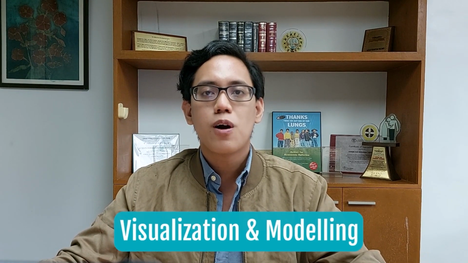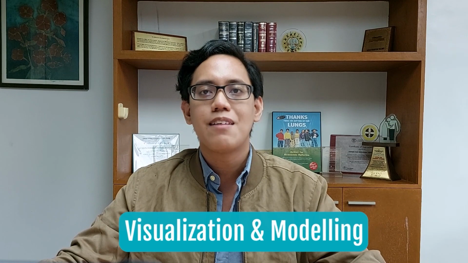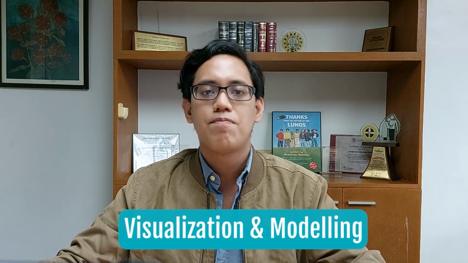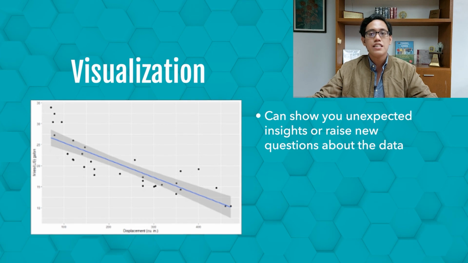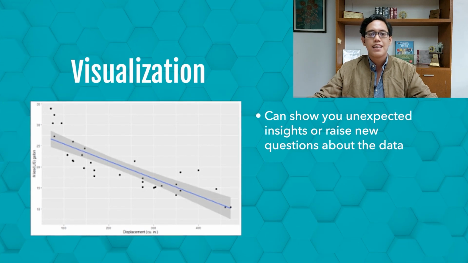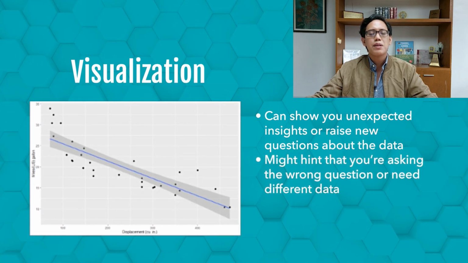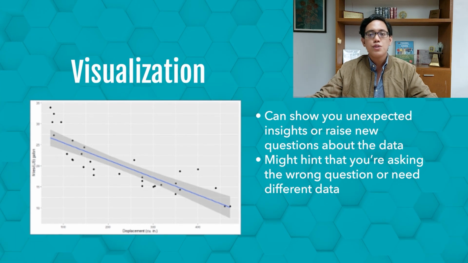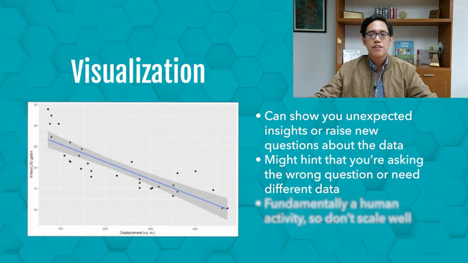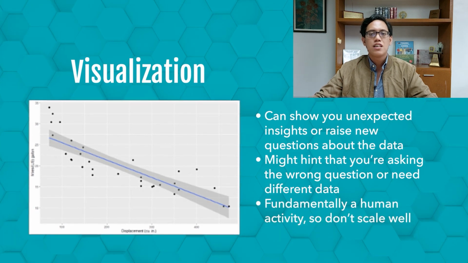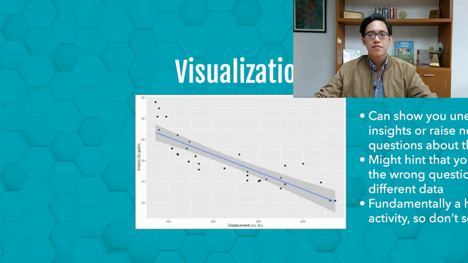Earlier, we mentioned the complementary tools of visualization and modeling in analyzing our data. Visualization allows us to find unexpected insights or raise new questions about the data. These might give us hints that we might want to ask different questions or use a different dataset instead. However, visualization is fundamentally a human activity, so it doesn't really scale well.